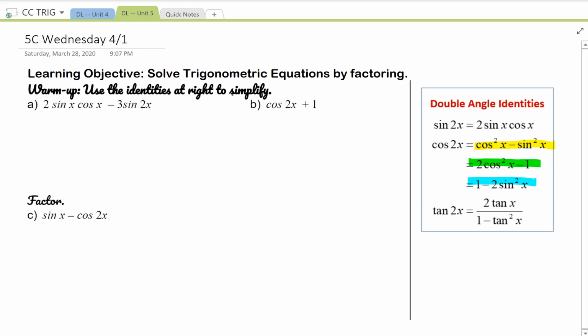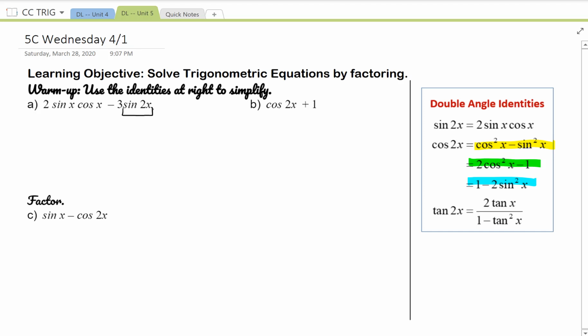So use the identities at right to simplify is what they've asked for. Now simplify could mean several different things. So what I mean here is by getting the double angle to no longer be a double angle. So not sine of 2x, but sine of x, and so forth.